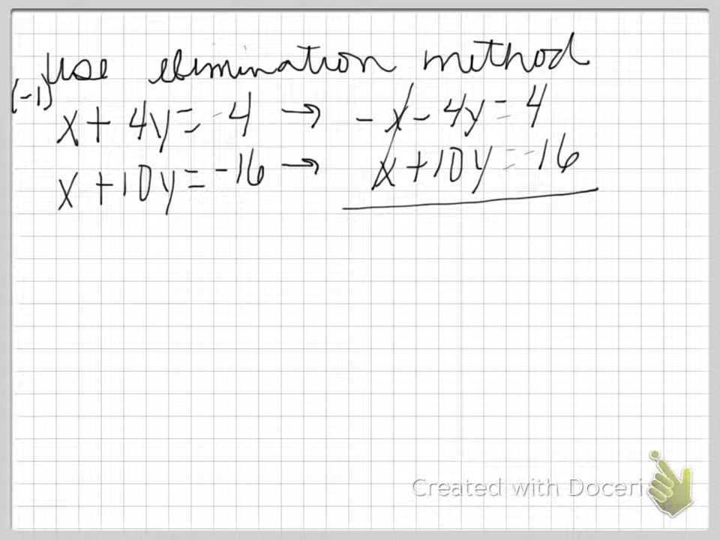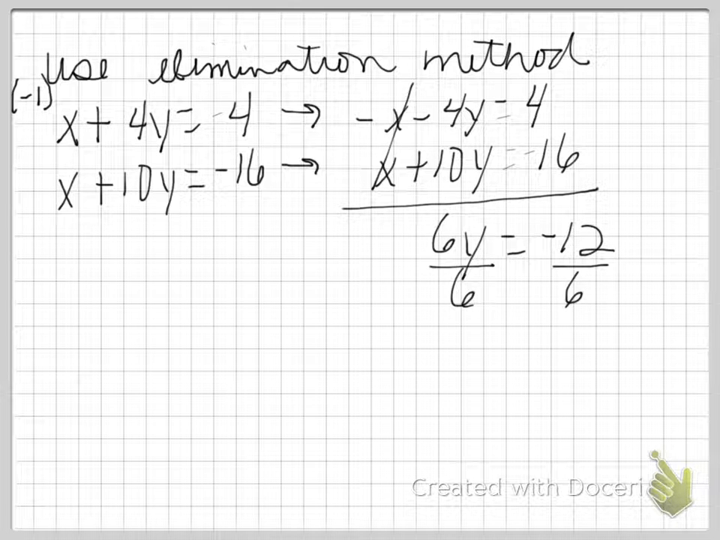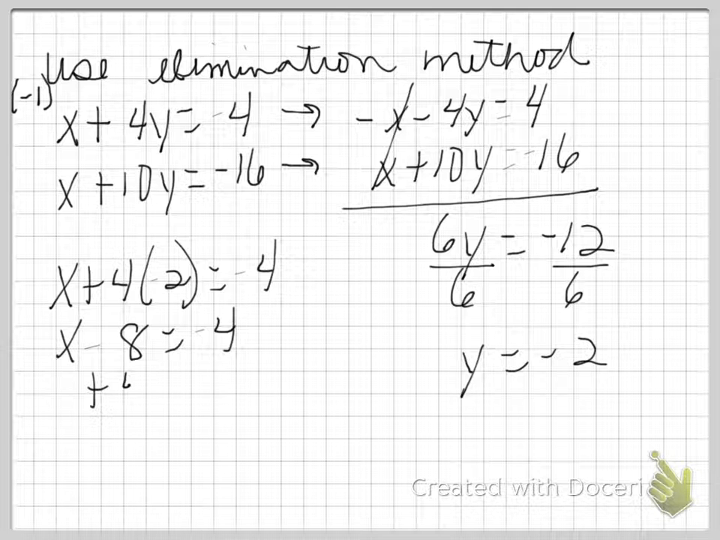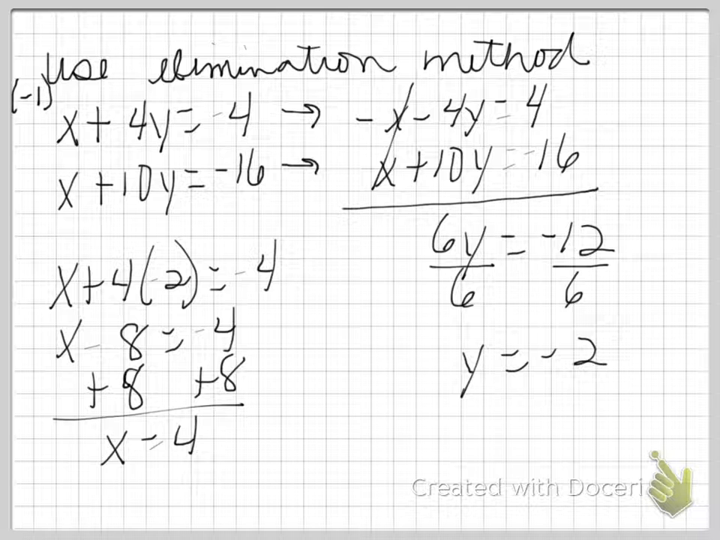Now the x's go away. So we're going to add negative 4y to 10y and get 6y is equal to a negative 12. Divide by 6, y is equal to negative 2. Now we're going to plug in y equals negative 2 in one of the original equations. I'm going to plug it in the first one. So 4 times a negative 2 is a negative 8. Add 8 to both sides, and we get x is equal to 4. So my answer is 4, negative 2.